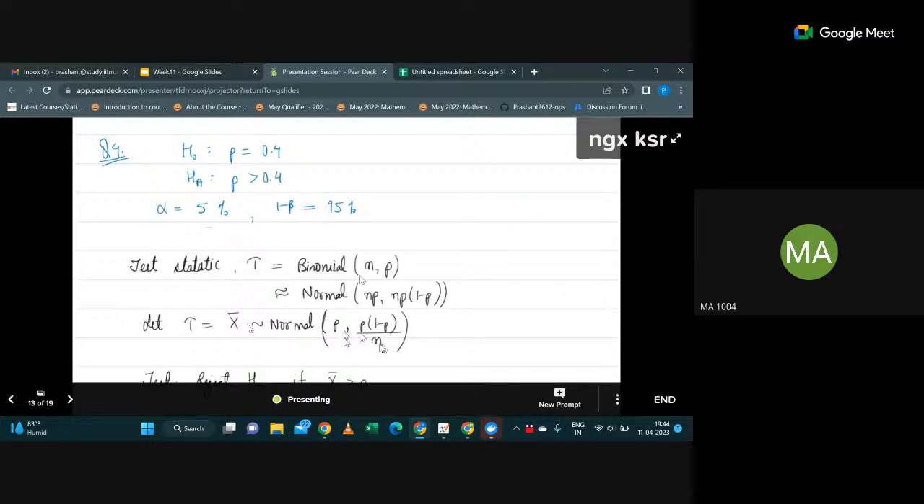Yes. Okay. Now, what will be the test statistic? As the alternative is greater than 0.4, that means I will reject my H naught when X bar is greater than c, right?